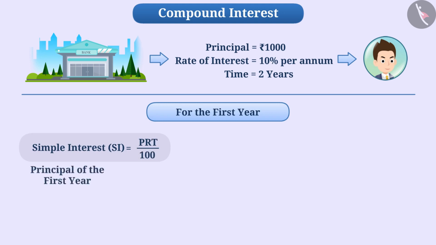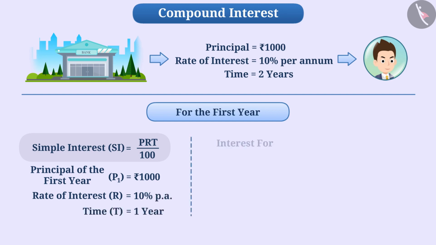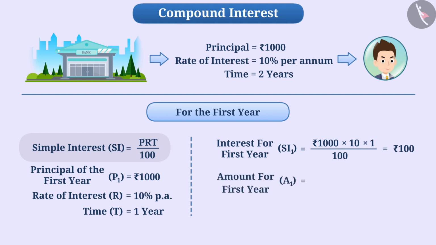Here, the principal of first year is P1 is rupees 1000. The rate of interest is R is 10% and time T is 1 year. In this way, interest for first year is SI1 is equal to rupees 1000 multiplied by 10 multiplied by 1 divided by 100 is equal to rupees 100. In this way, at the end of first year, the amount A1 will be principal P1 plus interest of first year is equal to rupees 1000 plus rupees 100 is equal to rupees 1100.